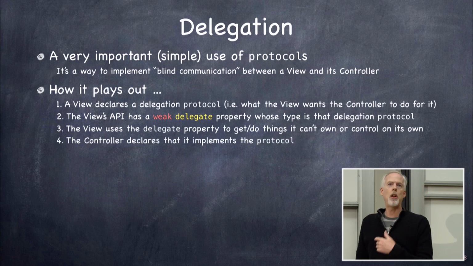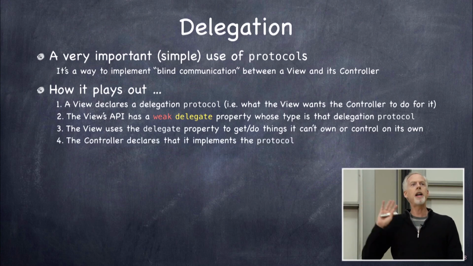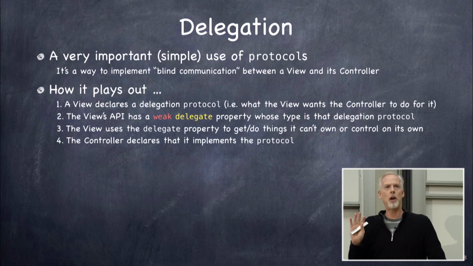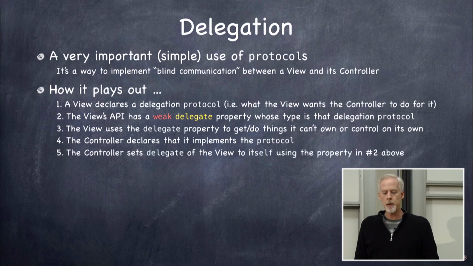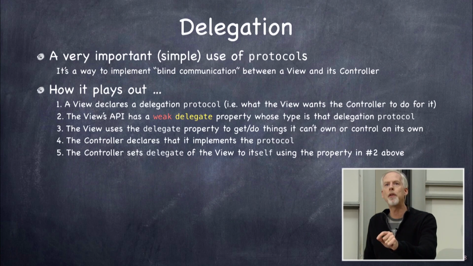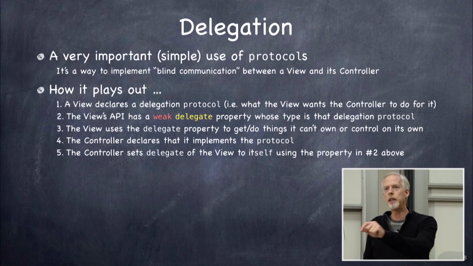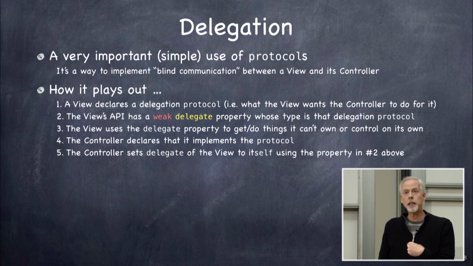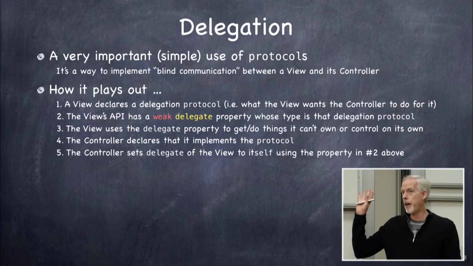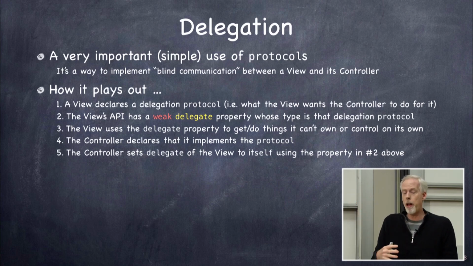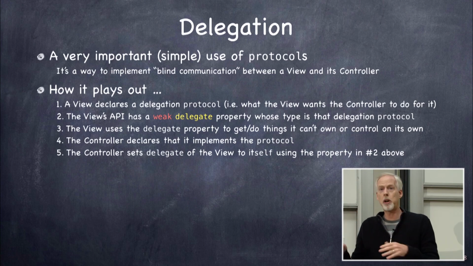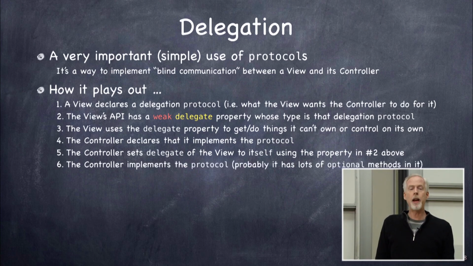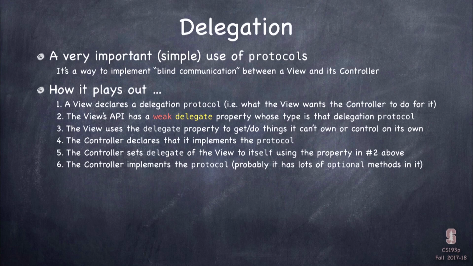Then the controller comes along and raises its hand and says, I implement that scroll view delegate protocol by putting it on its little class line right there. And the controller sets itself as that delegate var. It literally says that delegate var equals self. So it's setting itself as the delegate. And that's legal because the controller has claimed, hey, I implement that delegate. And that delegate is of type that protocol. All's good. Okay? And then, of course, the controller has to implement all the methods in the protocol. But since this is an Objective-C protocol, it actually only has to implement the non-optional ones.